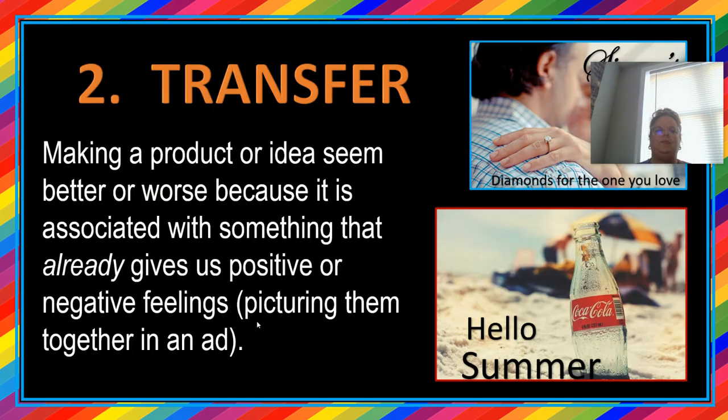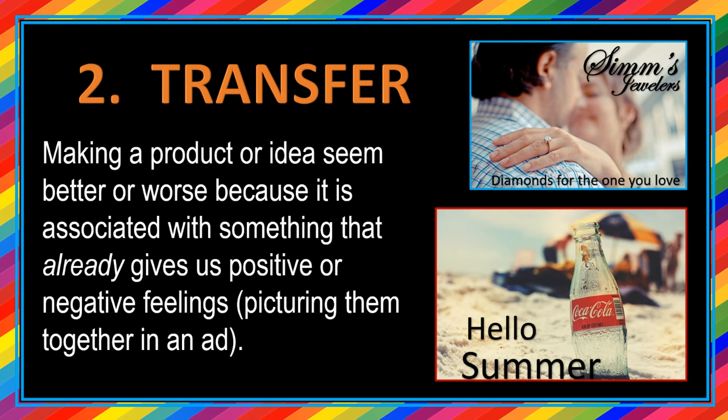Our next is transfer, and this is to make a product or idea seem better or worse because it's associated with something that already gives us a positive or negative feeling. So I want to go through these pictures and show you. For Sims Jewelers, it says diamonds are for the one you love. So it's transferring that love that you feel for someone else to the diamond. And in this picture here, we see Hello Summer. So it's transferring those good feelings or those vibes of summer to Coca-Cola because that bottle is in the sand.